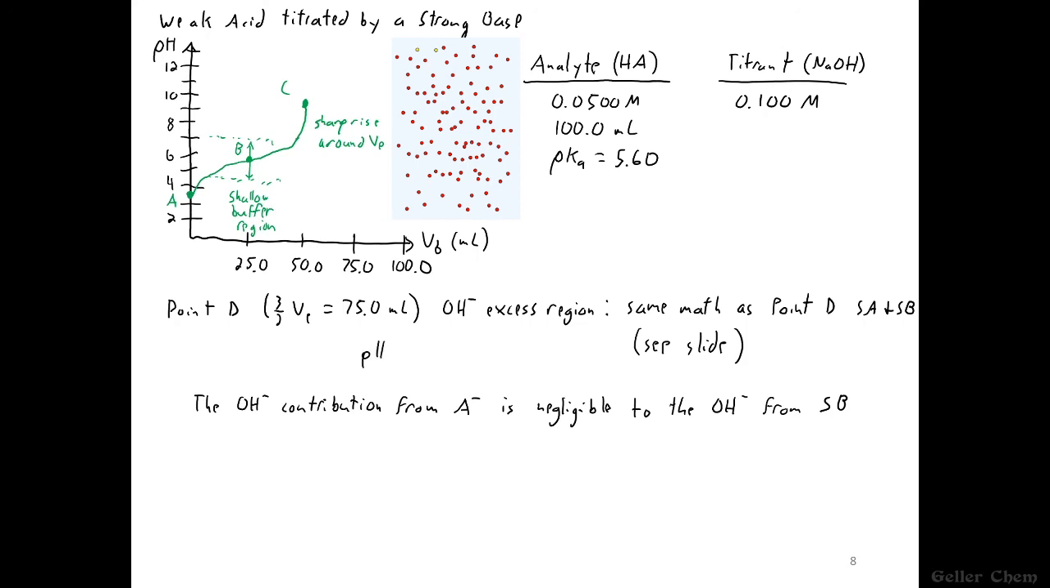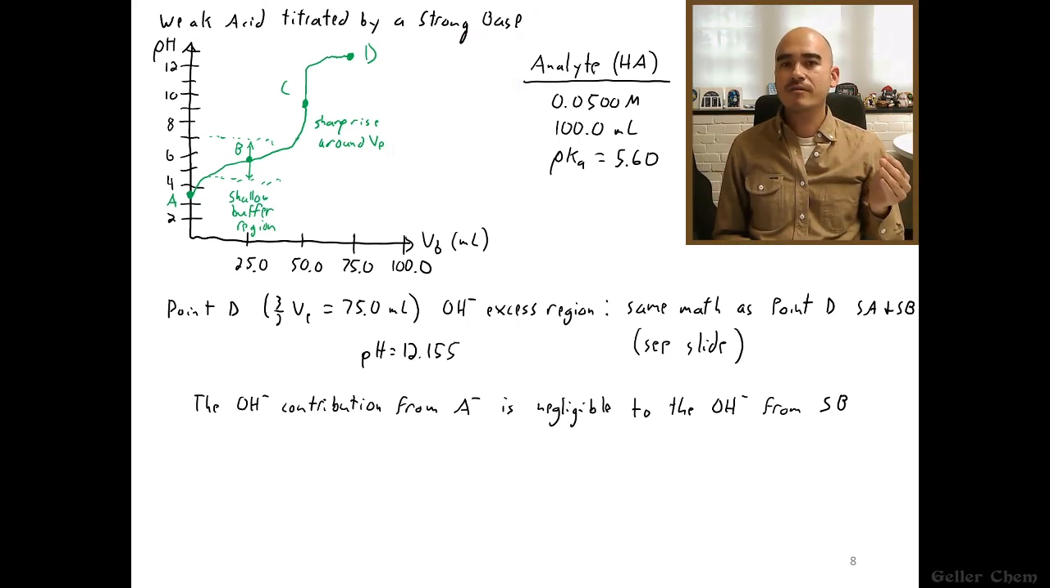And let's just end the video by adding that point to our curve. The pH was 12.155 using that math. And then we'll connect that to point C by continuing the sharp rise at C, then having it level off some towards point D. And so there we have all of the important points and regions of our curve.